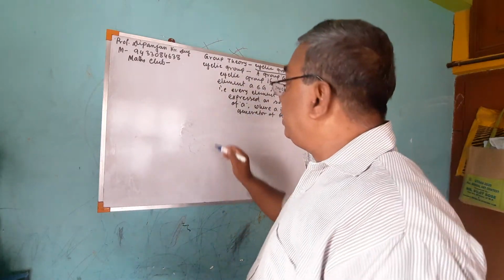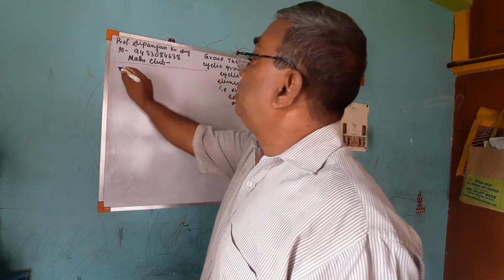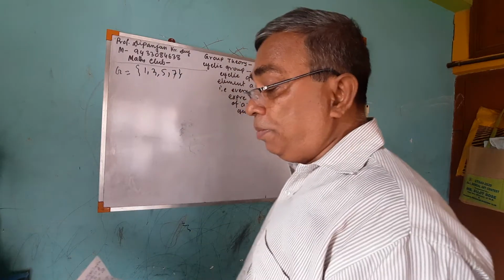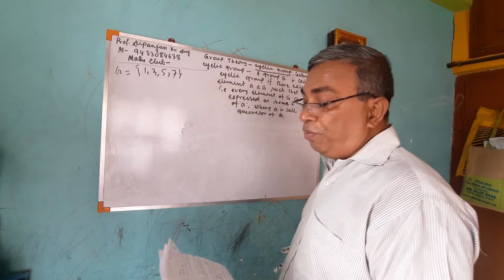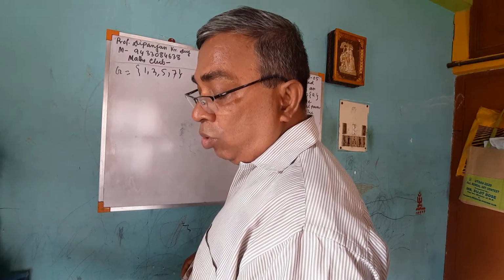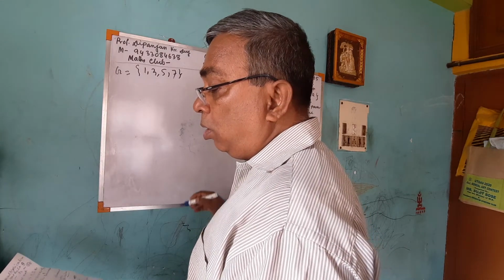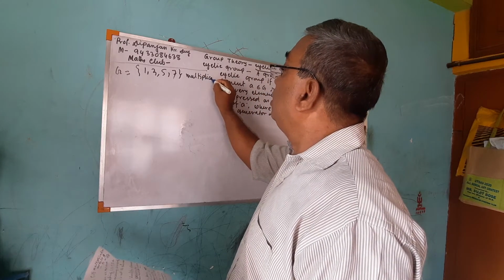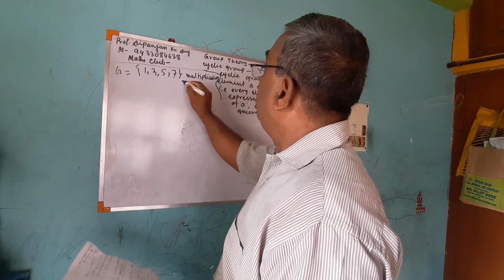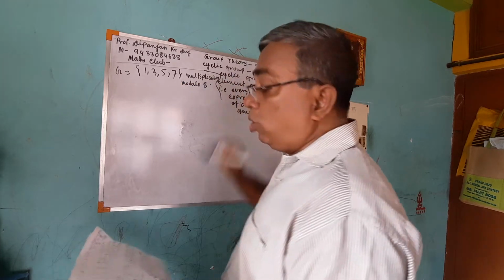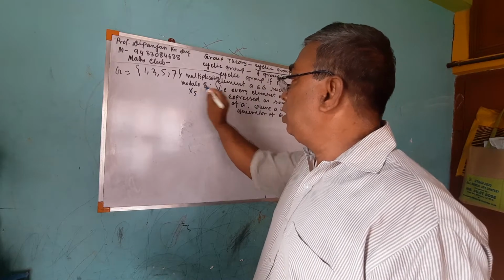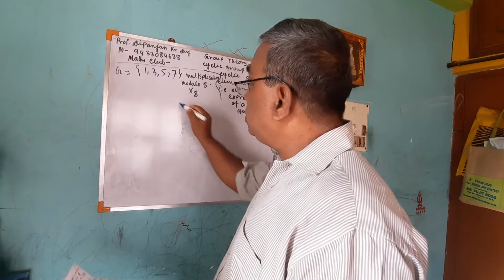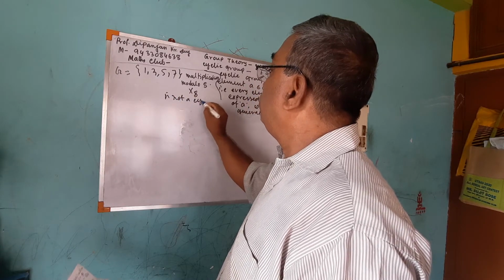Okay. So suppose another example, G equal to {1, 3, 5, 7} under multiplication modulo 8. This is not a cyclic group.